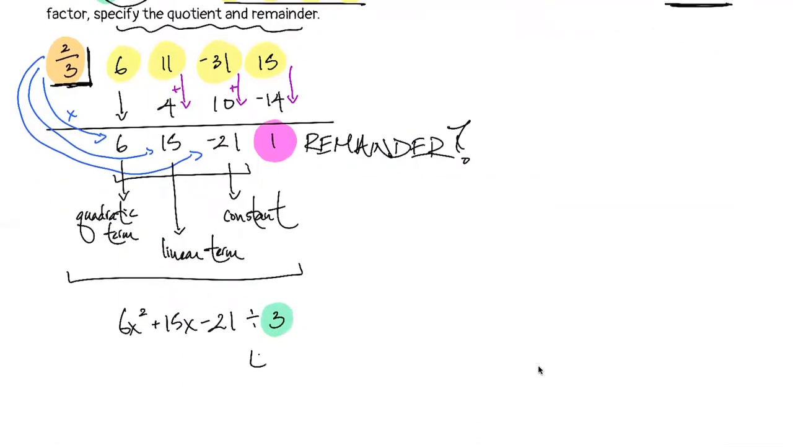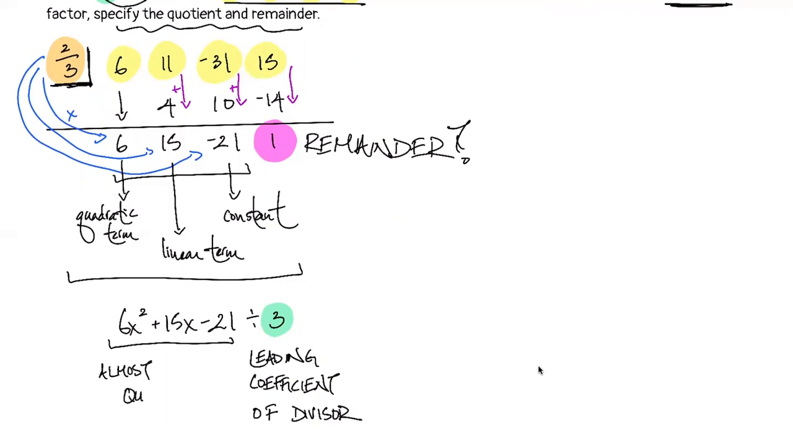Okay, so this is the leading coefficient of the divisor. And this is our almost quotient. Okay, almost, because we need to divide by 3 before we get our actual quotient. So 6x divided by 3 is 2x squared. Okay, 15x divided by 3 is 5x. And negative 21 divided by 3 gives me negative 7.